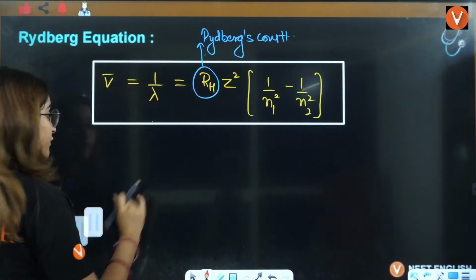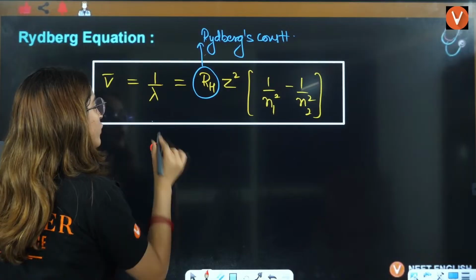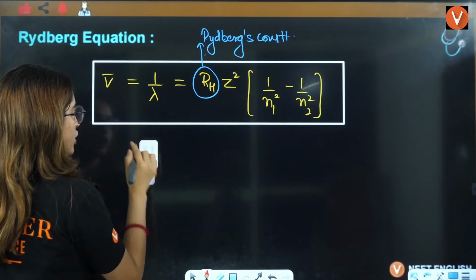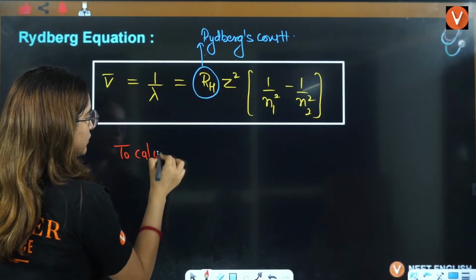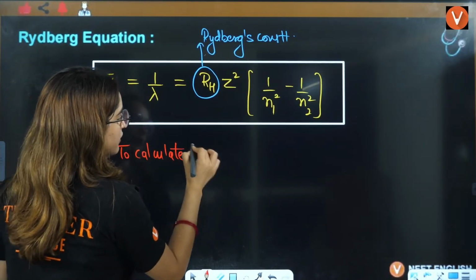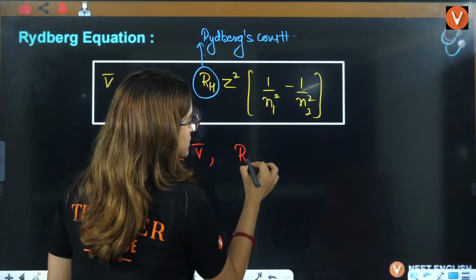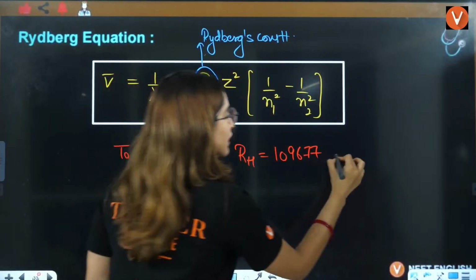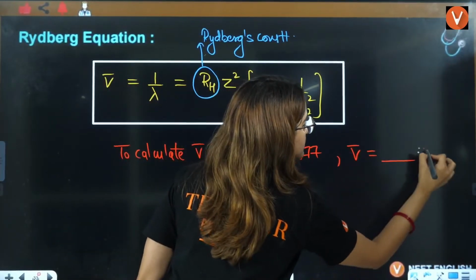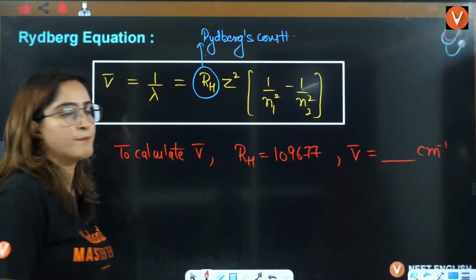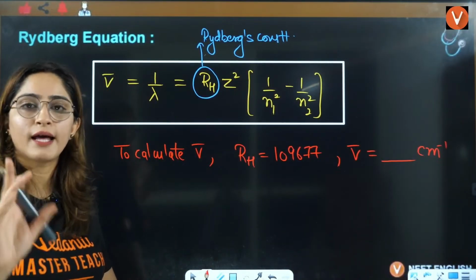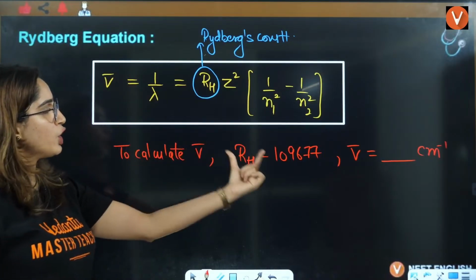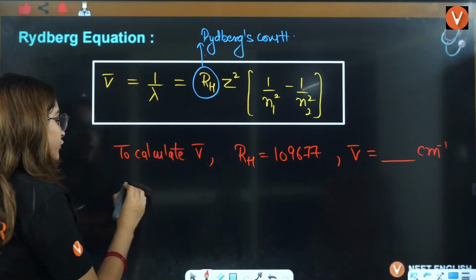Now, one very important thing. If you want to calculate V bar, put RH equal to 109677 and the answer for V bar will be in centimeter inverse. Okay? I am telling you a direct trick. If you want to calculate V bar, you will put the value of RH.